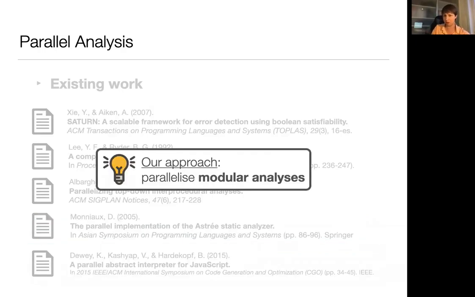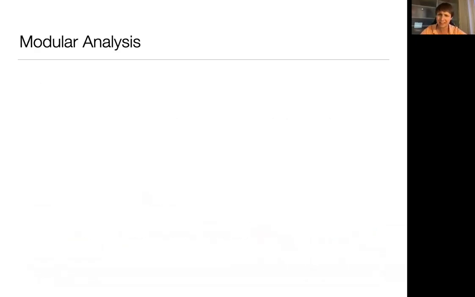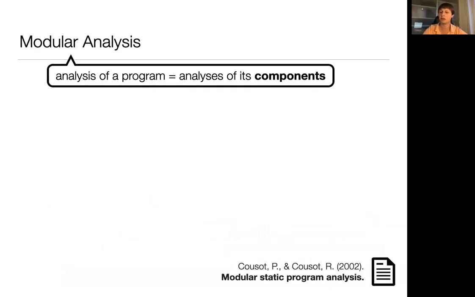In this work, we propose a novel approach to parallel static analysis. Specifically, we propose the parallelization of modular analyses. So modular analyses are a general class of analyzers that support dynamic and higher order languages. What exactly is a modular analysis? Well, a modular analysis almost takes a divide and conquer approach to static analysis. It splits up the program into different parts, or components as we call them, analyzes these components in isolation, then combines their results to obtain the analysis result for the entire program.